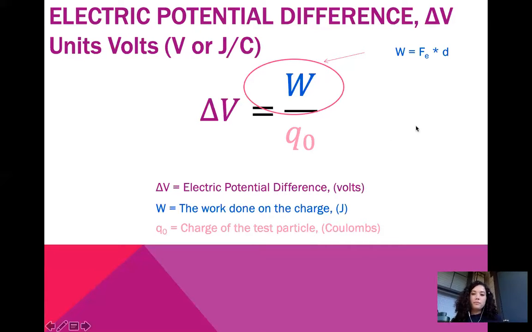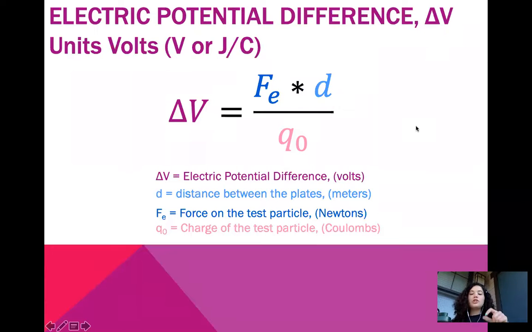So with that being said, we can change our formula. Instead of writing work, we can write the force on the test particle times the distance between the plates. And that's the distance that something would be moving from the positive towards the negative. Take a second, write this down. If you need to identify your variables, make sure you do that as well. Very similar formula, but depending on what we're given, sometimes we need to change the way that we write our formulas to be able to solve.